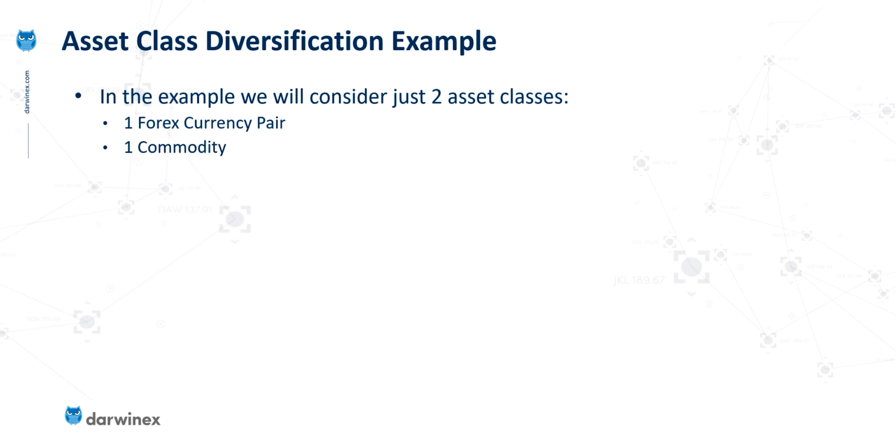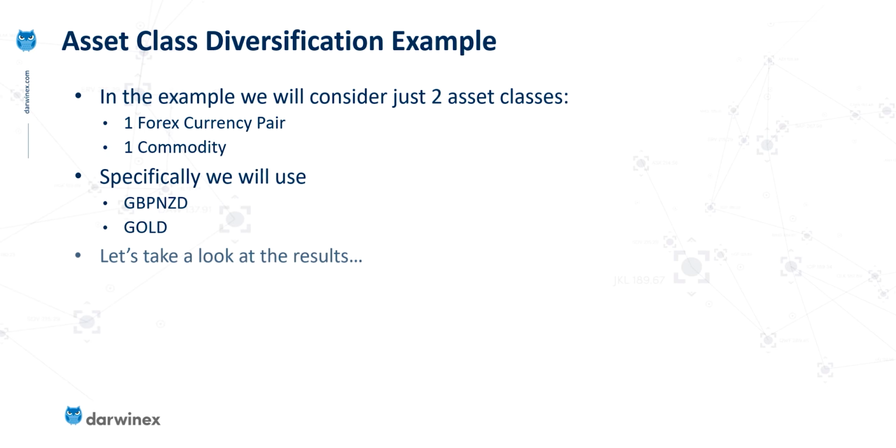So let me explain the example that I'm going to be using today. This will consist of just one Forex currency pair and one commodity. And specifically, this is going to be the pound versus the New Zealand dollar and gold. So let's get straight into it and take a look at the results.